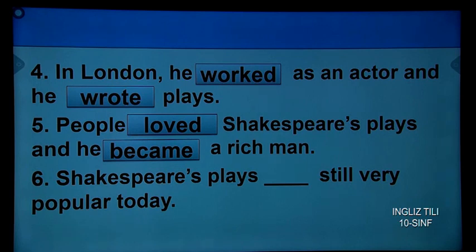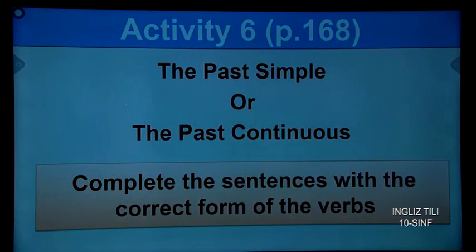The last one: Shakespeare's plays still very popular. Are still very popular. Activity 6 on page 168. Here, you have to use the past simple and the past continuous. As we discussed, past simple, it is completed actions. What about past continuous? We use past continuous with a certain time in the past.